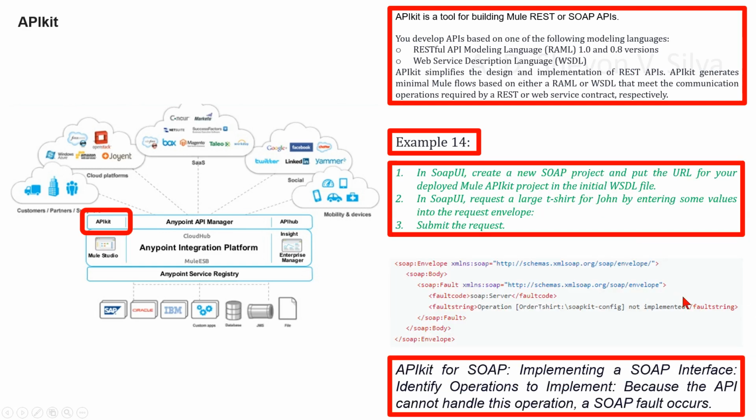Now we are considering identifying operations to implement in implementing the SOAP interface in APIkit for SOAP. To know what happens with an implemented operation, make the API fail using SOAP UI. Follow the steps in the following example here to create a request in SOAP UI using order t-shirt.